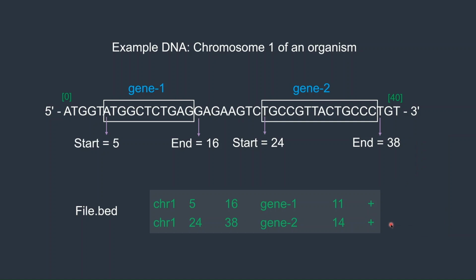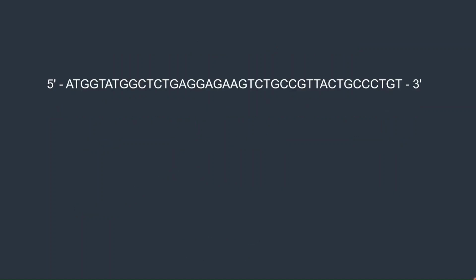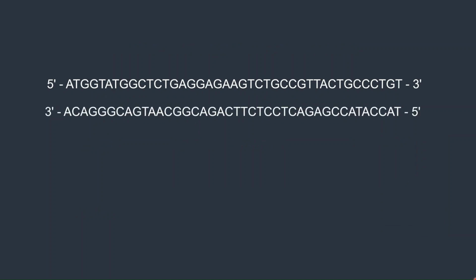A BED file can have a minimum of 3 columns, consisting of the first 3 columns: chromosome, start and end position. And a BED file can have up to 12 different columns that contain the detailed annotation of each of the genomic features. Let's consider another scenario where gene 3 is located in the negative strand. So the question is how we will determine the coordinate position of a gene that is located in the negative strand. The BED file format has a simple solution for that.